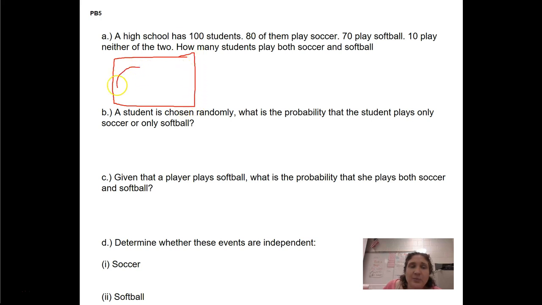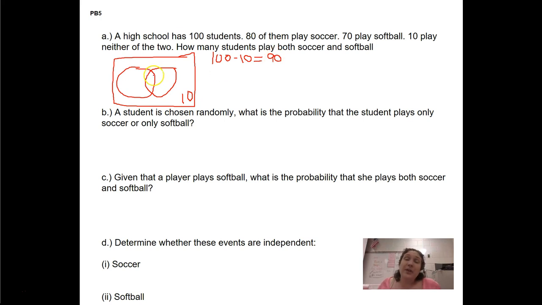We know that there's two sports, so we have a circle here and a circle here. We know that there's 10 people who are outside the circles. So the 80 and 70 are in the circles, and the 10 is on the outside. That represents 100 students. I'm going to do 100 minus 10, and when I subtract, I have 90 to play with.